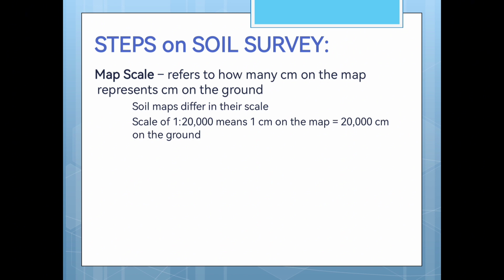Because soil maps differ in their scale. Merong iba na scale is 1:20,000 or 1:30,000 or 1:50,000. So for example, a scale of 1:20,000 means that every 1 centimeter on the map, kung i-measure mo yung map, is equivalent to 20,000 centimeters on the ground.